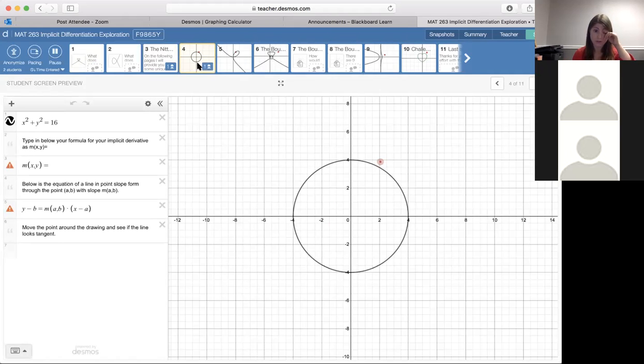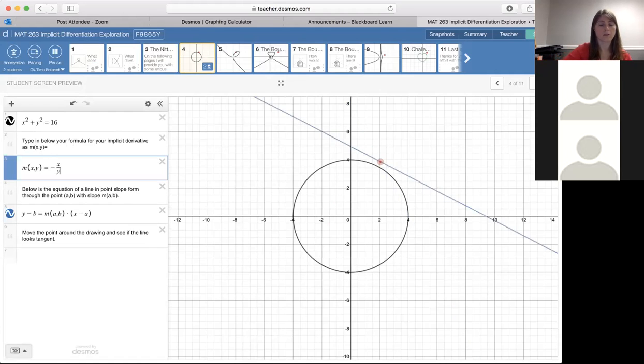We did this one already, and let's take a look back at our notes. This was actually our very first one. We found in this case that we didn't have to use product rule, which made it a lot quicker. And what we found was, once we cleaned it up, dy/dx is negative x over y. So I went ahead and started the coding on this. Type in below your formula for your implicit derivative as m of xy. That's where we're going to type negative x over y.